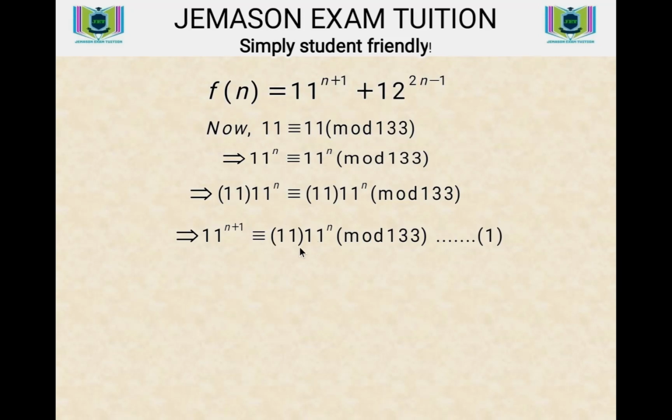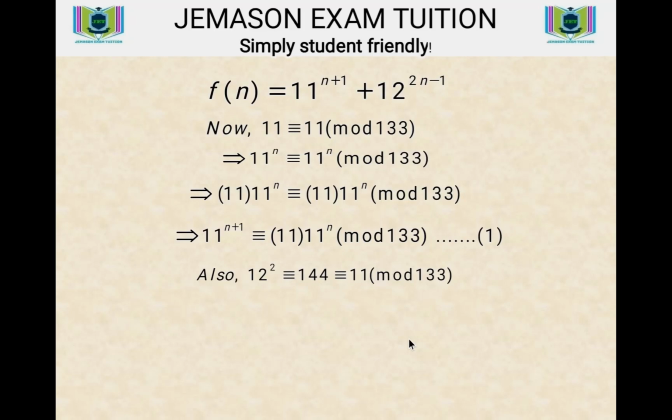I would allow the left, or rather the right hand side as it is, and then call that congruence the first one. I label it congruence 1. Then I need to build up the second term so as to now add with this one, with the aim of having an expression for f of n in modulo 133.